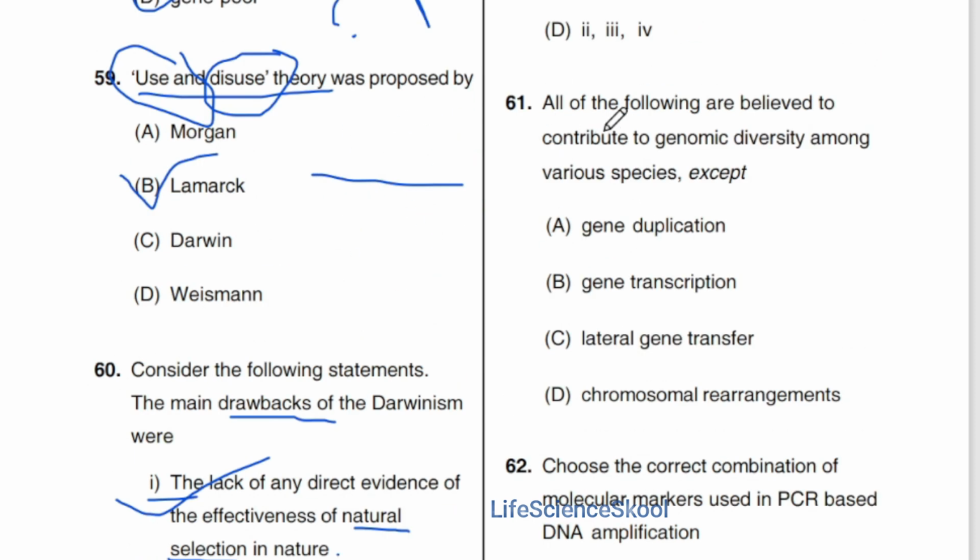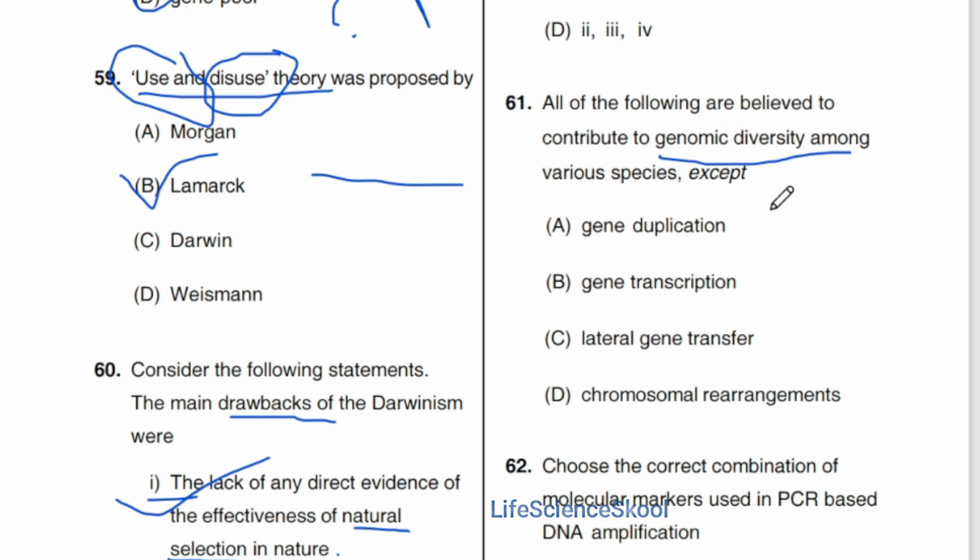Moving on to the 61st. All of the following are believed to contribute to genomic diversity among various species, except: option A, gene duplication; option B, gene transcription; option C, lateral gene transfer; option D, chromosomal rearrangements.